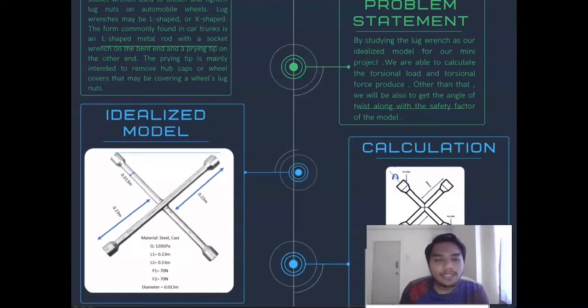Next, we will go to the idealized model. This is our model for the group project. This is the lug wrench. It has a 0.013 meter diameter and 0.23 meter length. The material is cast steel and has a G of 120 GPa. We also apply the same force at this point and this point, which is 70 Newton. That's all for me. Thank you.